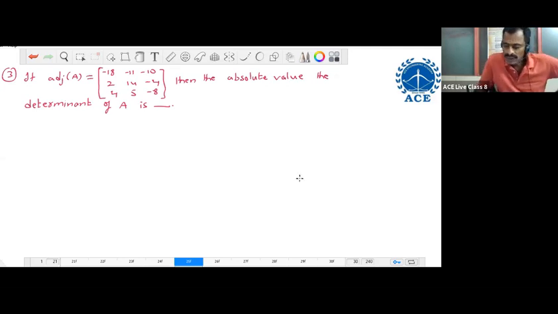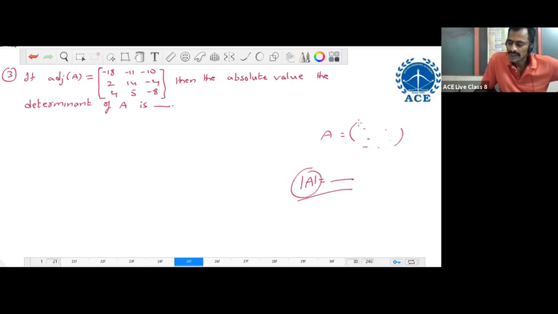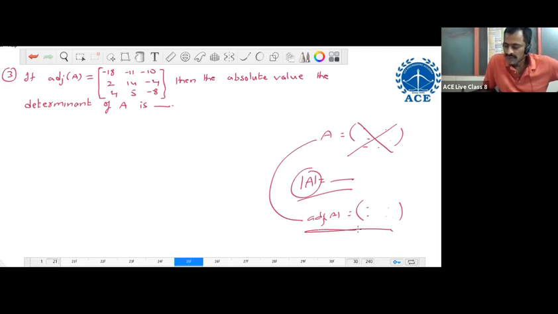We are asked to find the determinant of A. If we know the elements of A, we can write the determinant of A value. But elements of the matrix are not given. We are given its adjoint matrix elements. With this adjoint matrix, is it possible to find the determinant of A or not? Check it on.